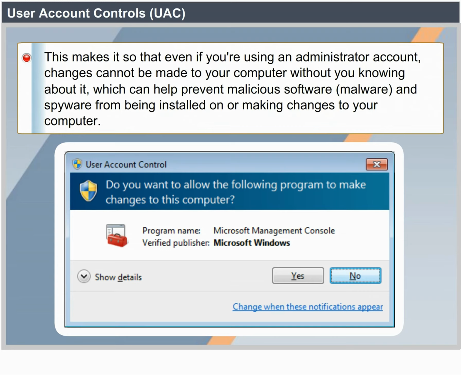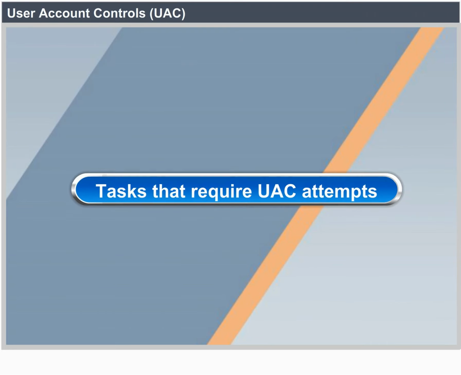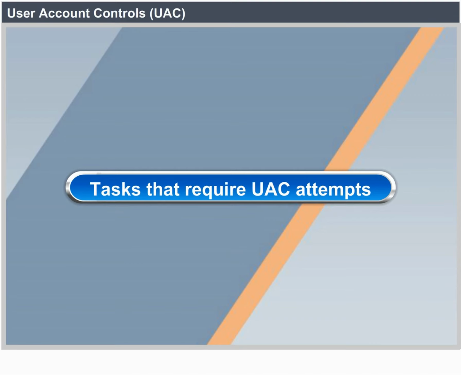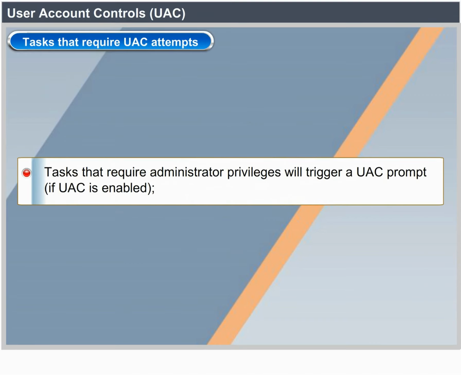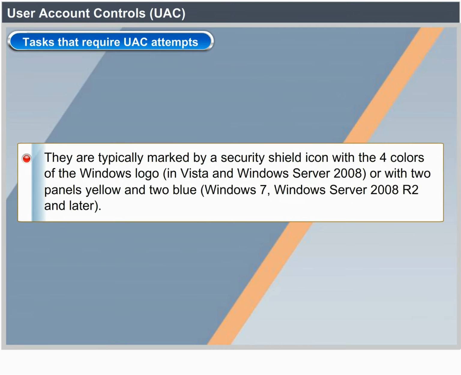Tasks that require UAC prompts. Tasks that require administrative privileges will trigger a UAC prompt if UAC is enabled. They are typically marked by a security shield icon with the four colors of the Windows logo in Vista and Windows Server 2008, or with two panels, yellow and two blue, in Windows 7, Windows Server 2008 R2 and later. In the case of executable files, the icon will have a security shield overlay.